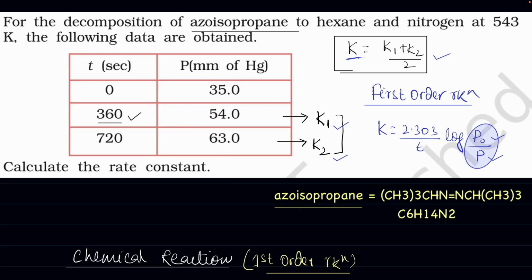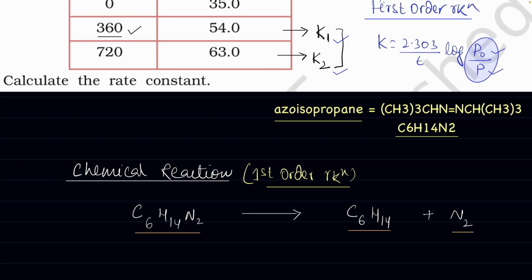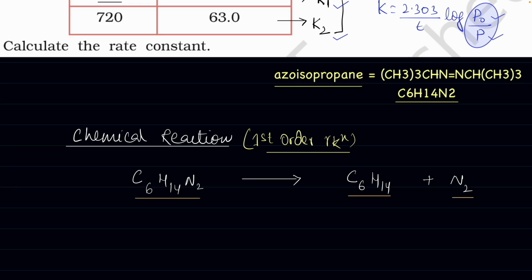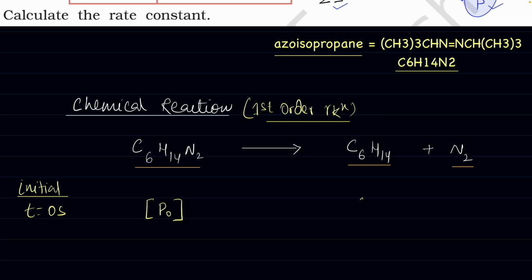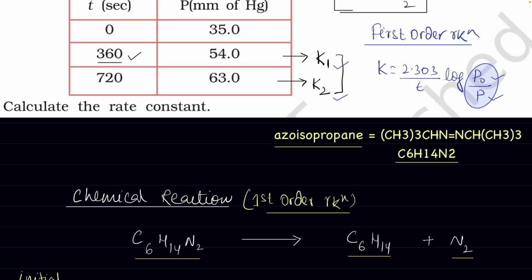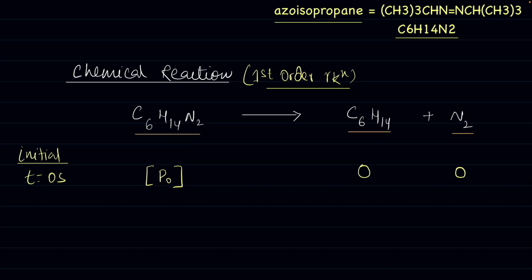Here, azoisopropane's formula is C6H14N2. This is our chemical reaction. When the reaction has just started, at the initial phase, the time is 0 seconds and the pressure is P naught. This is the total pressure, and at that time the products had no pressure because the reaction just started. In the question, the total pressure when the time is 0 is 35 mm. So we can use this relation and substitute it here. P total is equal to 35 mm.